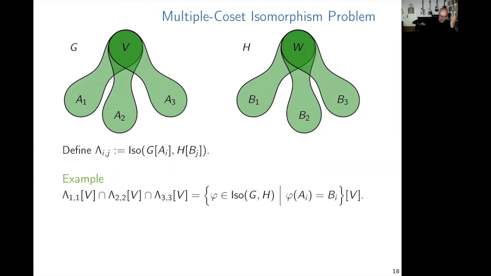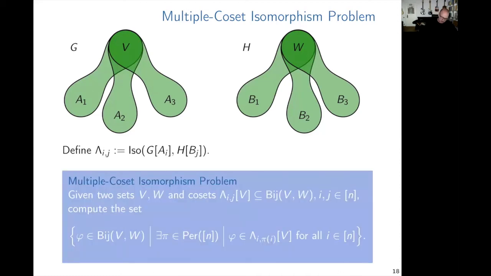below. So for example, if we look at the intersection of lambda 1,1, so everything that maps the first to the first, lambda 2,2, second to second, third to third, that would be precisely the isomorphisms of the whole graphs that map AI to BI. Okay, and we restrict everything to the set V here because we don't care what happens below V if we move up in the dynamic programming.